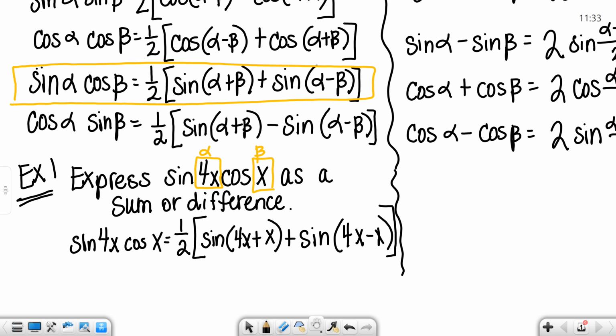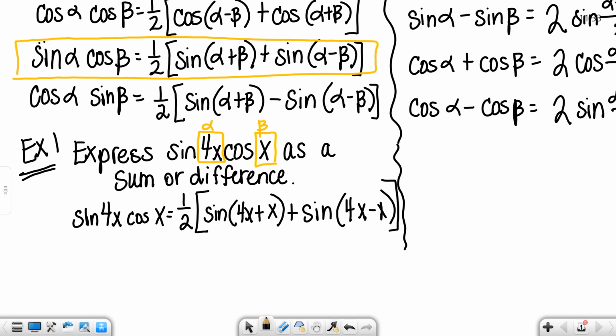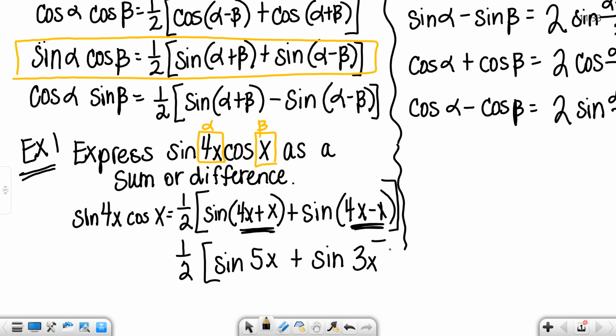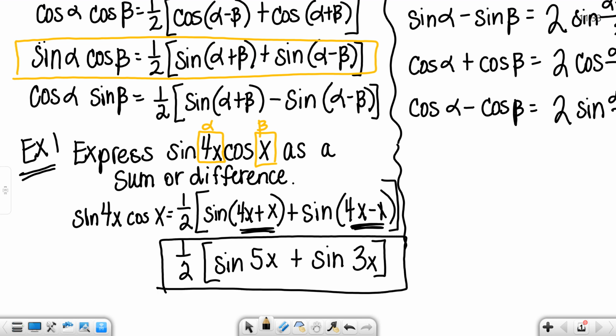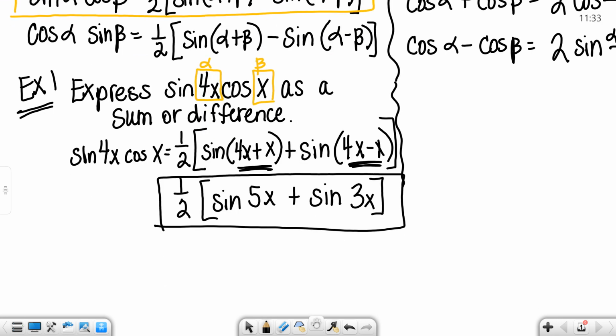We do need to simplify that just a little bit. We don't do a lot of manipulating here, but we are going to at least combine our like terms. So we've got the sine of 5x plus the sine of 3x, and we're going to leave it just like that. My math lab will accept that. You wrote it as a sum.